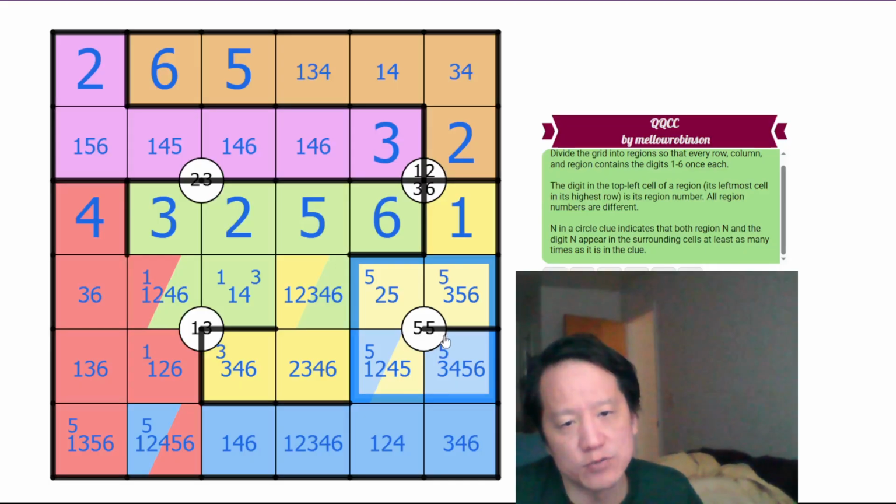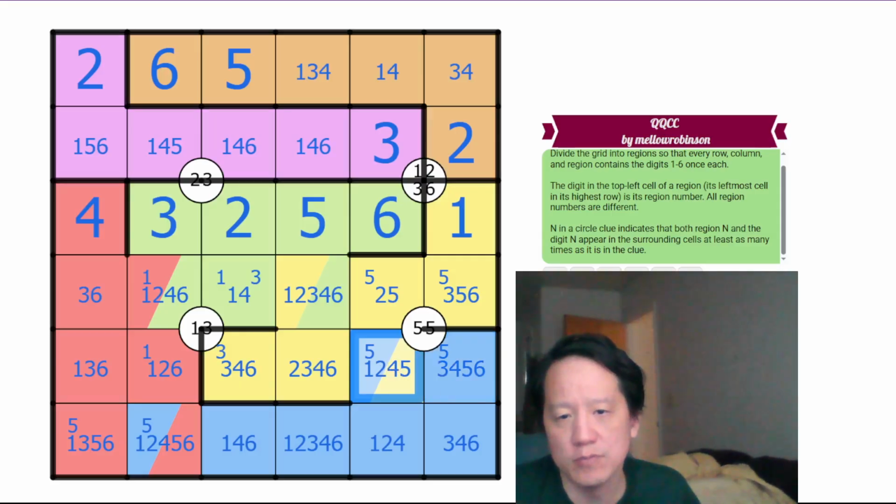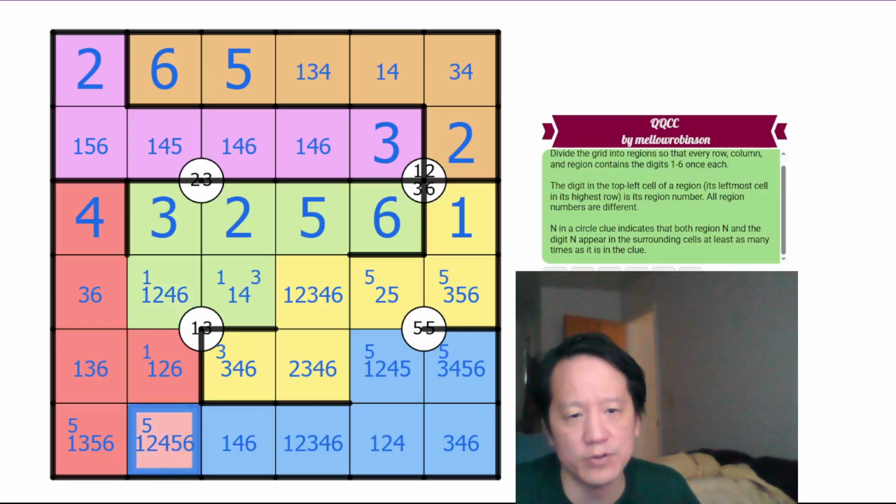Actually, I think this is required. Yeah, if we read the rule set again, region N also has to appear twice, at least that many times in the clue. So then this has to be both blue. Which means this is not green. That has to be yellow. This can't be red. This can't be blue. So then we have those regions.